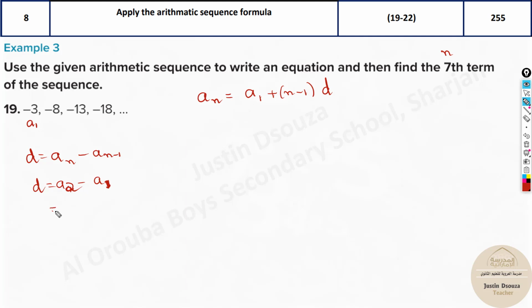Now, what will be the substitution? Over here, it will be minus 8 minus of minus 3. You can put this in a calculator and solve. It's very straightforward. Minus minus becomes plus, so it will be minus 5 here. So this is the d value.